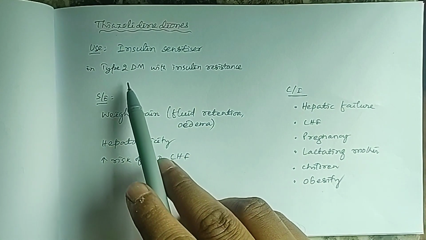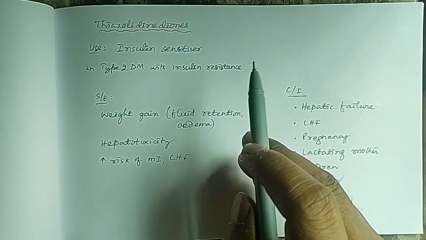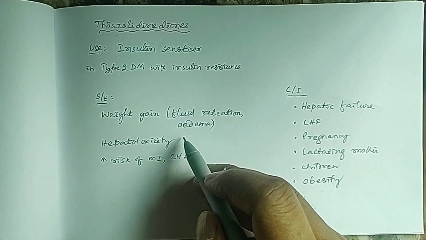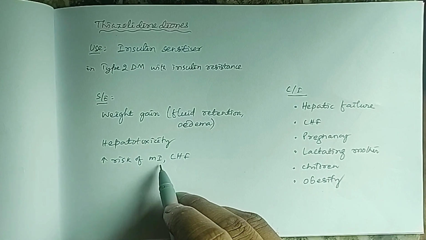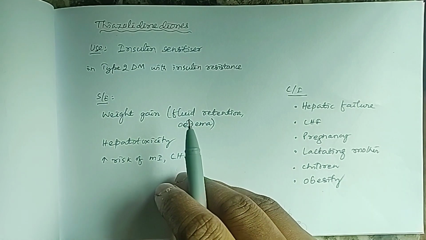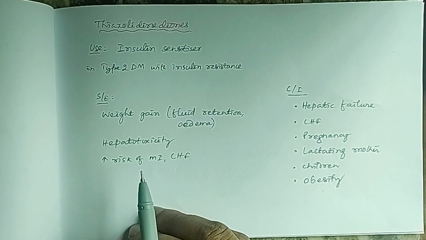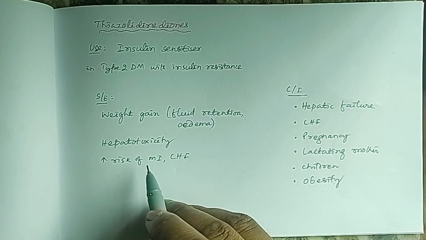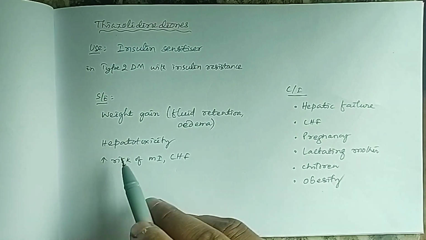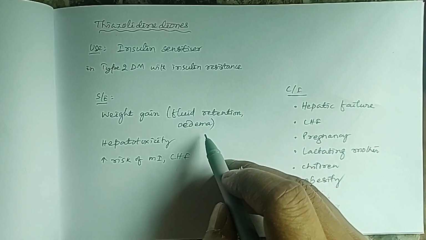So we can use them in type 2 diabetes mellitus with insulin resistance, where high doses of insulin do not show their action, and they have side effects like hepatotoxicity. There is risk of myocardial infarction, congestive heart failure, there is cardiotoxicity, and because of the cardiotoxicity, just recently rosiglitazone is banned. The thiazolidinedione rosiglitazone is banned, and there is also increased hepatotoxicity by these drugs, and they also cause weight gain because of fluid retention and edema.